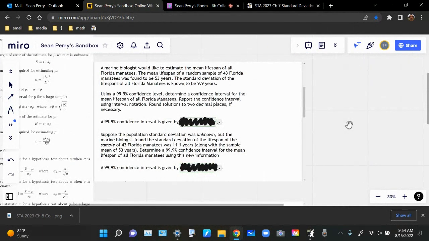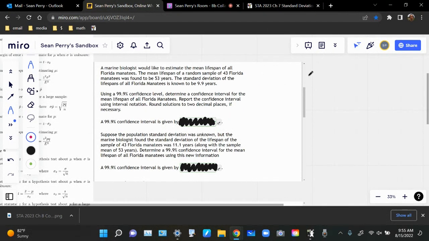So let's take a look at our next problem. This one, we're actually going to construct two confidence intervals, both at the 99.9% confidence level. One is going to be done using z-scores, and the other will be done using t-scores. So this says, a marine biologist would like to estimate the mean lifespan of all Florida manatees. The mean lifespan of a random sample of 43 manatees was found to be 53 years. The standard deviation of the lifespans of all Florida manatees is known to be 9.9 years.